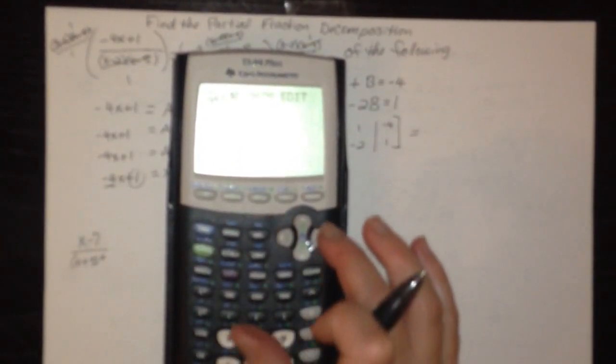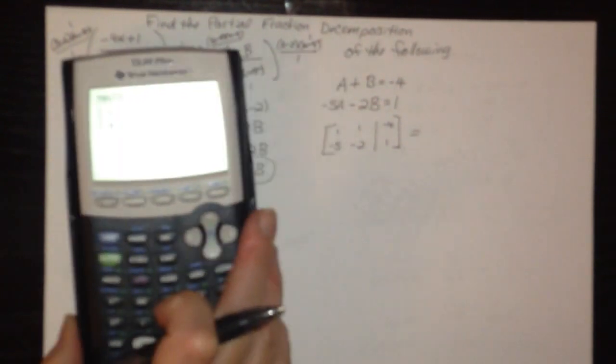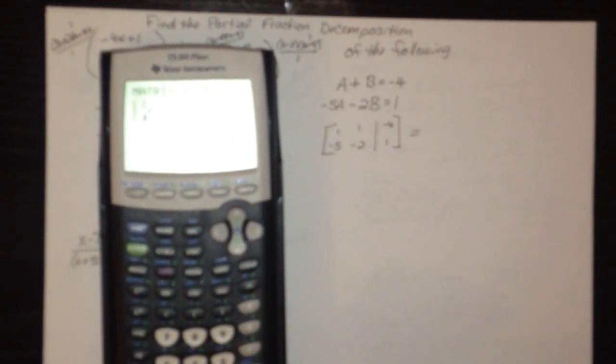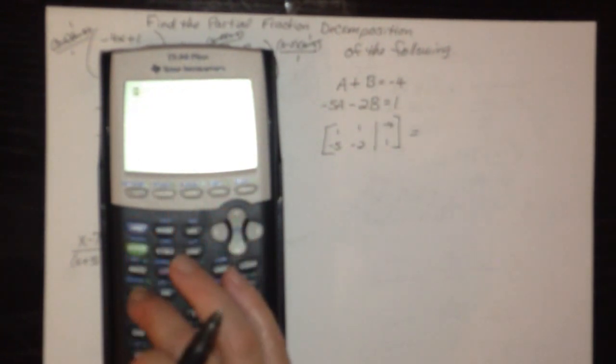Second matrix, I'm going to edit this A. This is going to be 2 by 3. I'm going to say 1, 1, negative 4, negative 5, negative 2, 1. Now I have my augmented matrix. I'm going to quit and go back to second matrix.